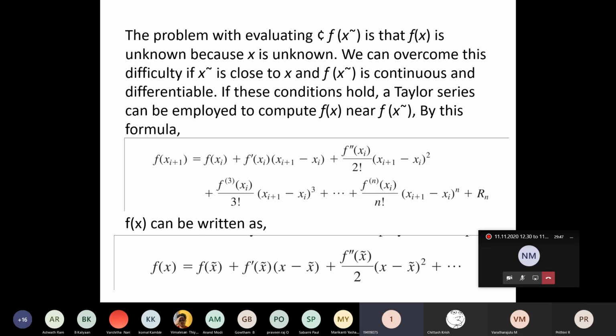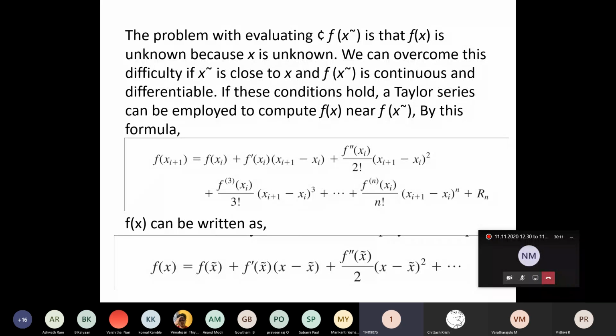We can approximate, but the problem is we didn't know what x is, so we need to use some formula to calculate the delta f of x bar. We know the question will be given x bar. We know that x bar and x are close. X bar is close to x.